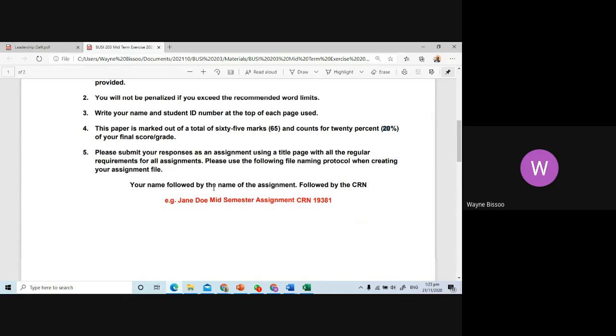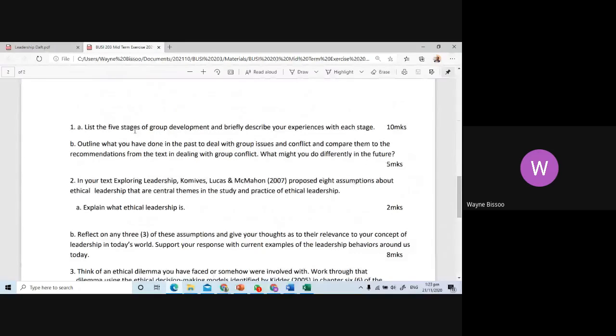So question 1: list the 5 stages of group development and briefly describe your experiences with each. So you'd realize that although you're going to be using the stages that we talked about, you really have to describe those stages from the position of your experience with it. Now you can use current experience as well as past experience, meaning whatever happened in this class, you can utilize as stimulus to respond to the question, as well as other experiences that you might have had. Now it's 2 marks for each.